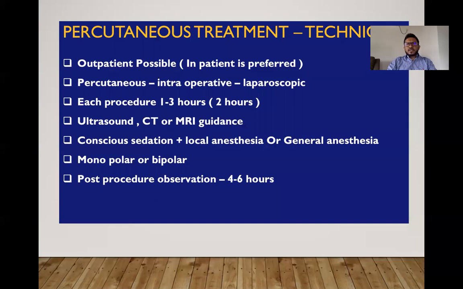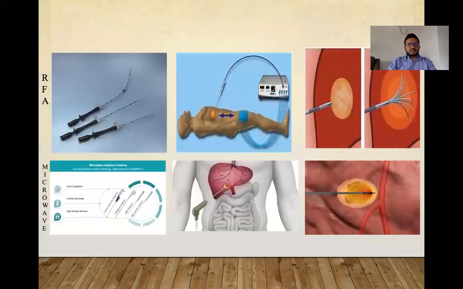Percutaneous treatment techniques can be done on an outpatient basis, but usually we prefer inpatient. It can be percutaneous, intraoperative, or laparoscopic. The procedure takes 1 to 2 hours maximum, and we use ultrasound, CT or MR guidance, with conscious sedation plus local anesthesia, or at times even general anesthesia when the location is not easily accessible and patient cooperation is necessary. It can be monopolar or bipolar, and post-procedure observation is about 4 to 6 hours.